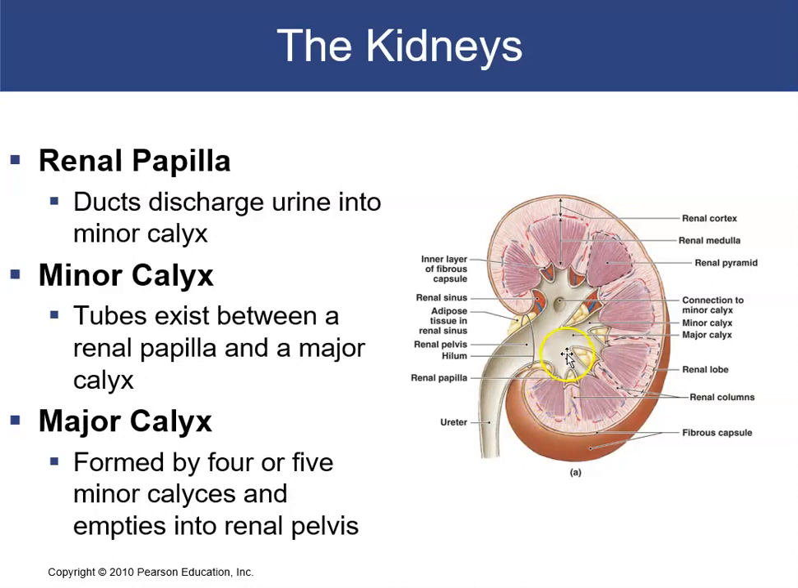and the next major structure, which is known as the major calyx. A major calyx is formed by the union of 4 or 5 minor calyces. So we can see here, here's a minor calyx, here's a major. Here we can see 3 minor calyces all going into a major calyx.